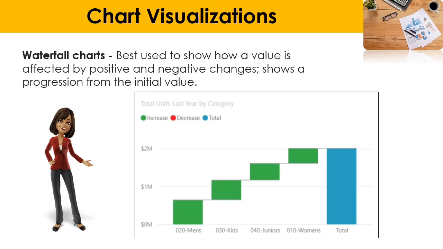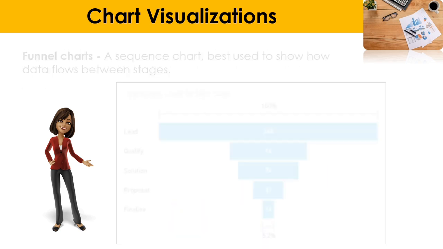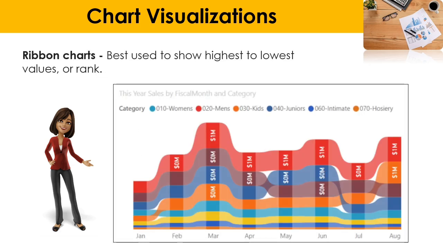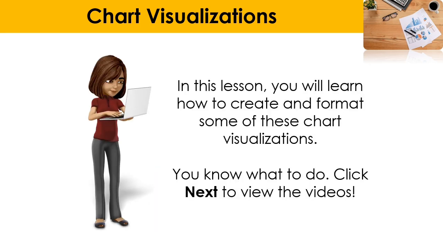Waterfall charts are best used to show how a value is affected by positive and negative changes, and they show a progression from the initial value. Funnel charts are sequence charts best used to show how data flows between stages. Ribbon charts are best used to show highest to lowest values or rank. In this lesson, you will learn how to create and format some of these chart visualizations.